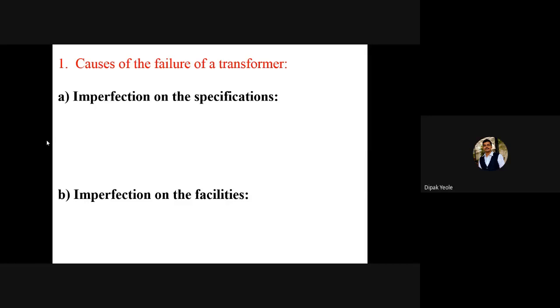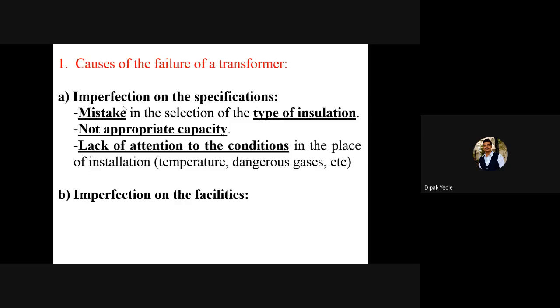The word indicates itself. Imperfection means it is not perfect, not having the proper specification. It means we are making a mistake in the selection of the type of insulation. We have seen the types of insulators which are available, the class and the temperature in degrees Celsius. So if we make a mistake in the selection of the type of insulation, then that comes under the category of imperfection in the specification.